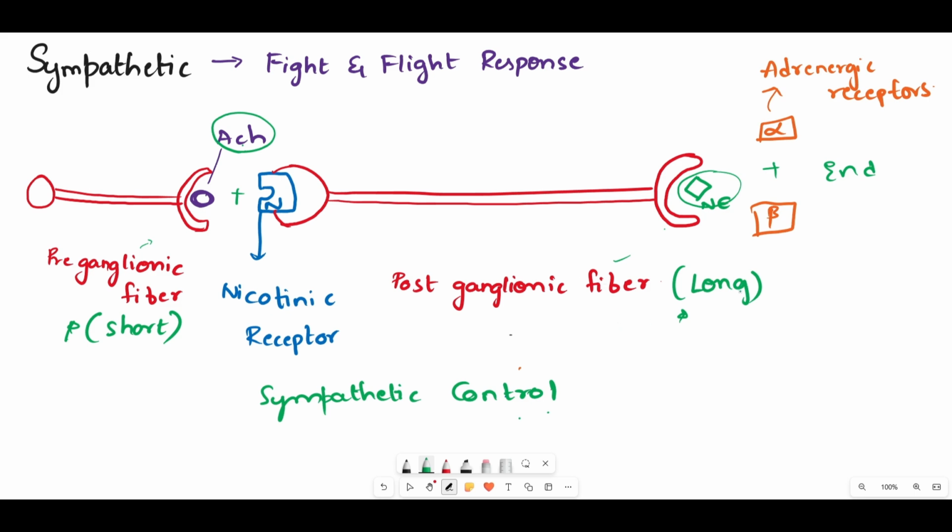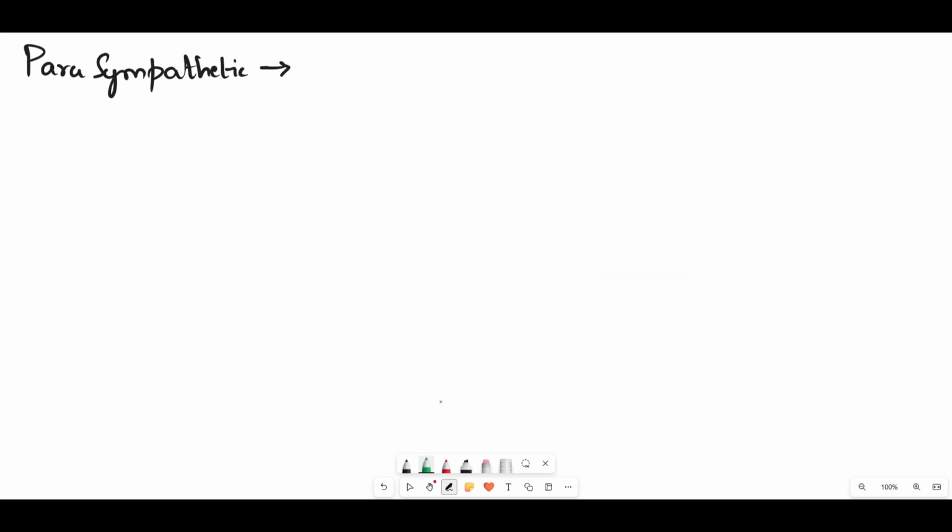Now let's get into the second one, which is the parasympathetic nervous system. This is also very easy. In the parasympathetic nervous system, this system mainly prepares the body to provide the relaxation response. Because it is a relaxation response, this is also called the rest and digest response. Let's try to know this with the help of a diagram again.